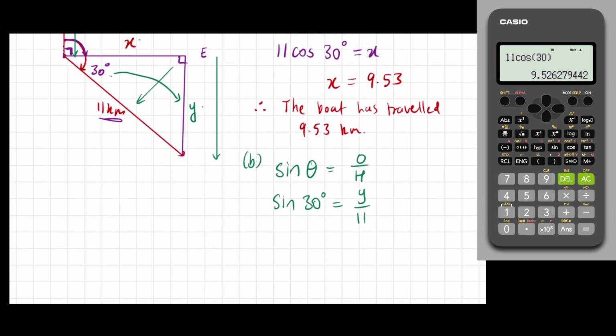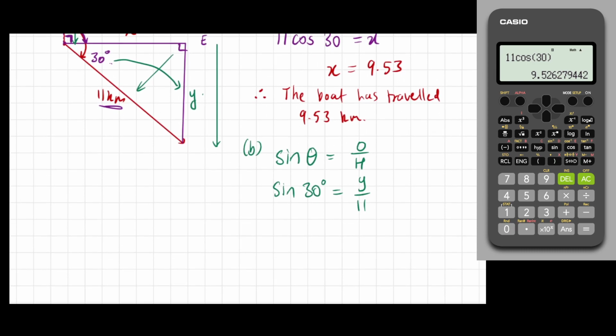Now, just like with the cosine one, what we're going to do is move this 11 up to the top. We're going to multiply both sides by 11 to get the y by itself. y is equal to 11 sine 30 degrees. Okay, put this into our calculator like this, and we get 5.5. That's a nice one. So y is equal to 5.5.